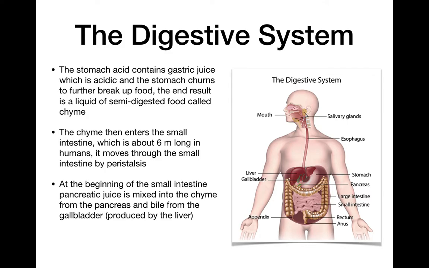At the very top of the small intestine, you'll notice how the gallbladder and the pancreas are right there. They are both going to be injecting fluids into the small intestine. The pancreatic juice comes from the pancreas, and it's going to be mixed in with the chyme. And the bile, which is produced by the liver but stored in the gallbladder, will also be released into the small intestine. Those together contain a lot of enzymes and different chemicals that help break down the food even further.